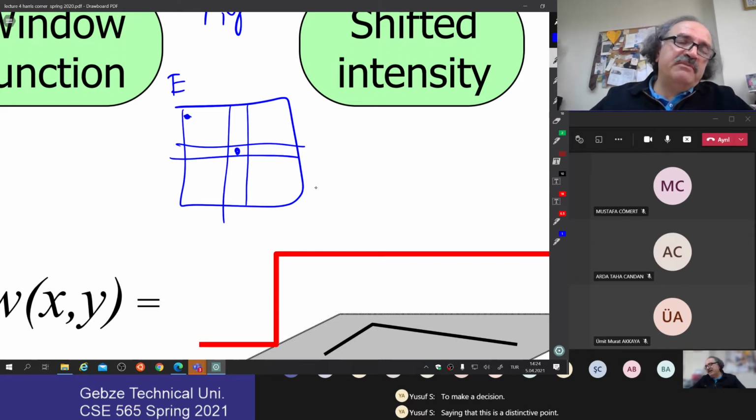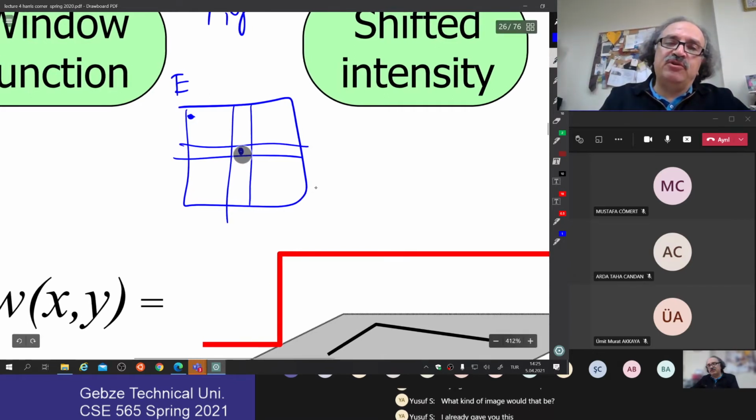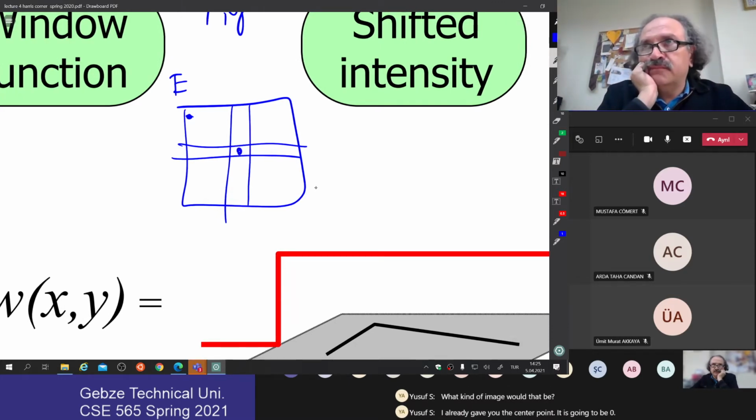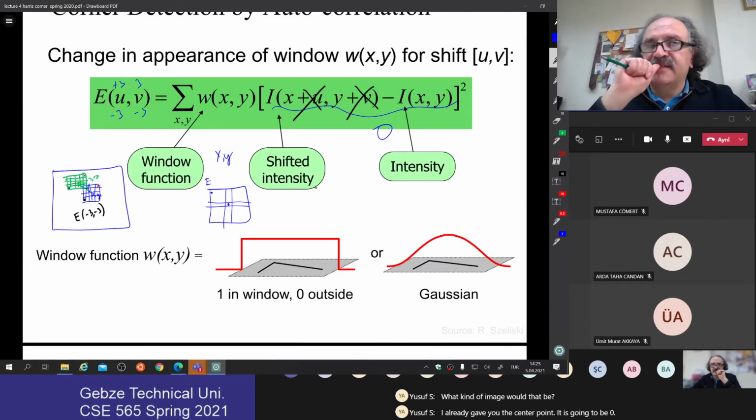What kind of image would that be? I already gave you the center point. It is going to be 0. What would be the result at E plus 3 plus 3 or minus 3 minus 3? Would it be large or small?